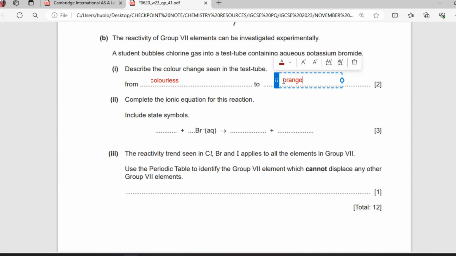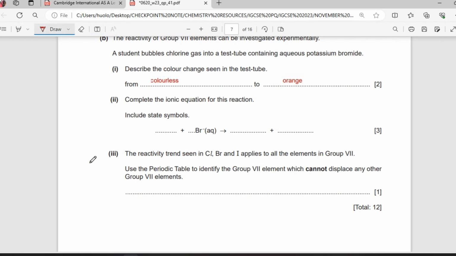Complete the ionic equation for this reaction. Include state symbols. Okay, so this is 3 marks. Your ability to include all the state symbols, 1 mark. Your ability to write the equation correctly, 1 mark. Then balancing of the equation, 1 mark.